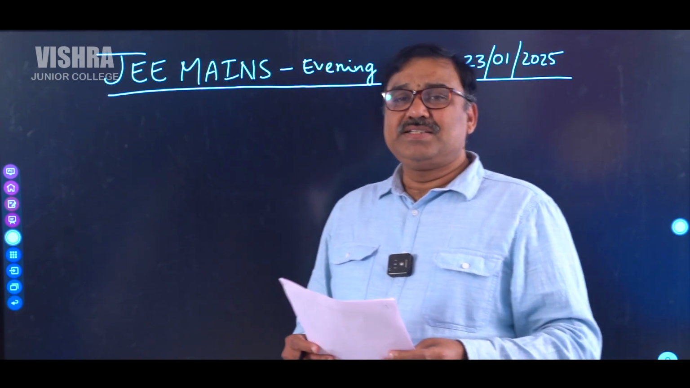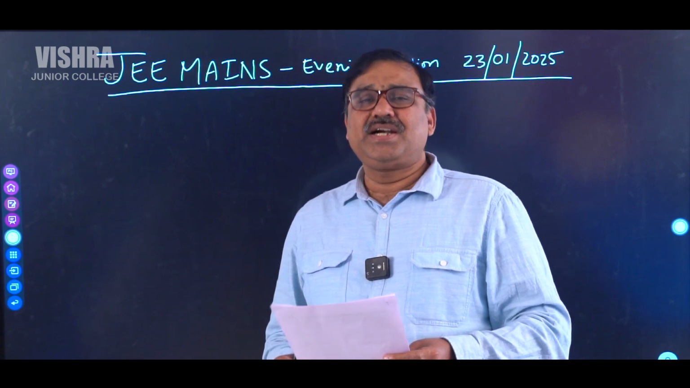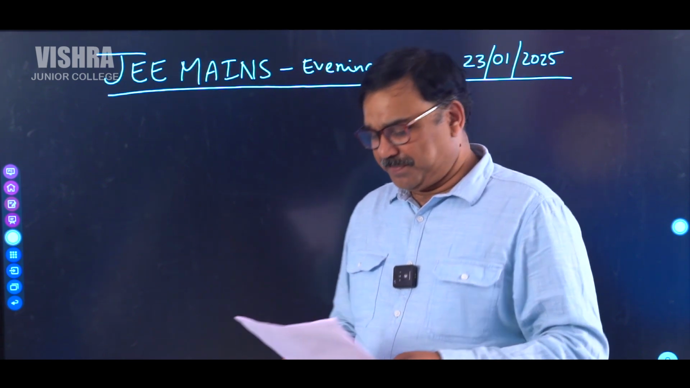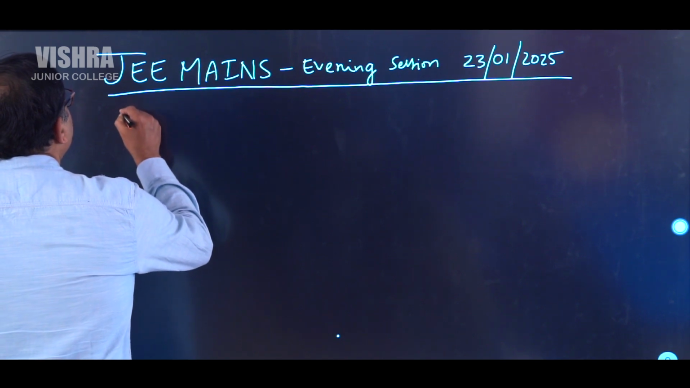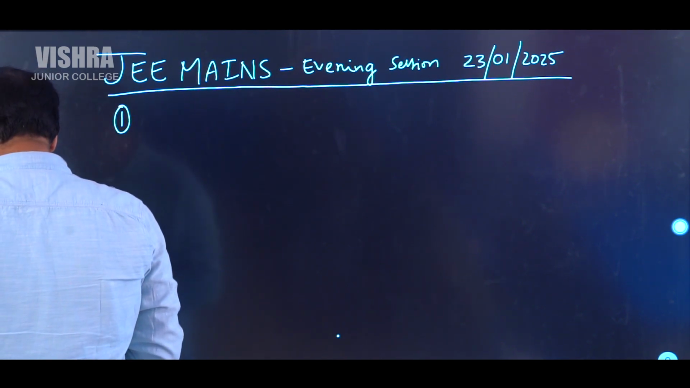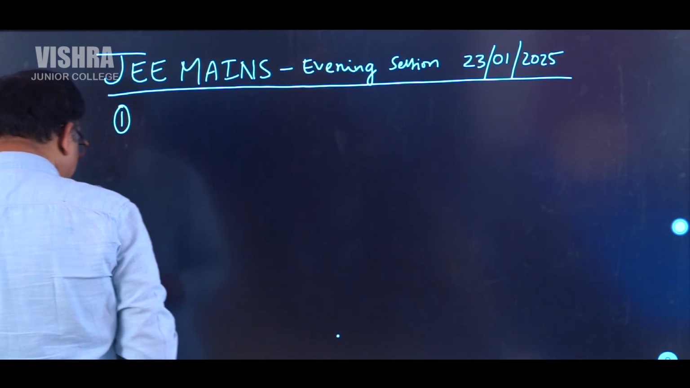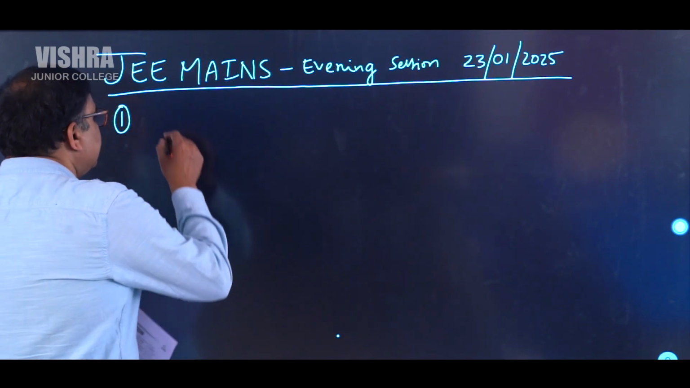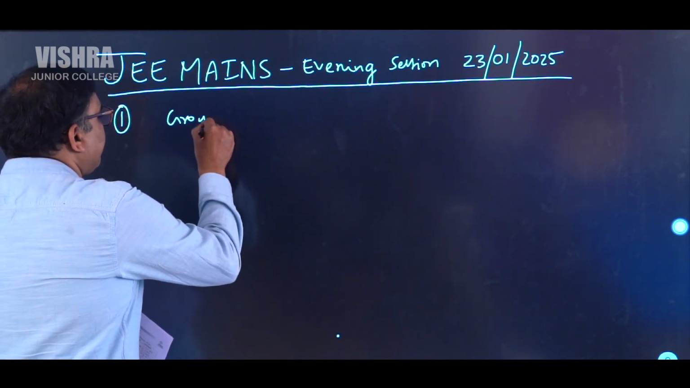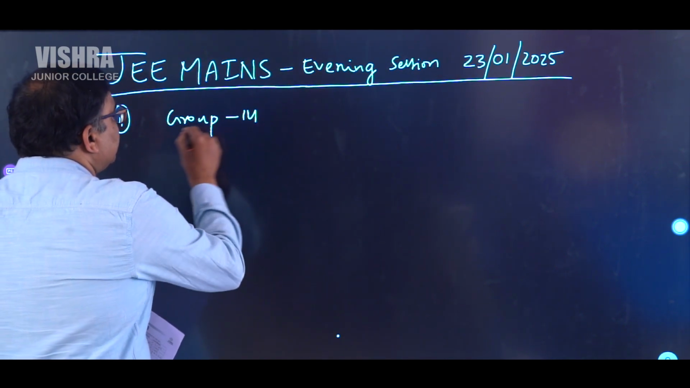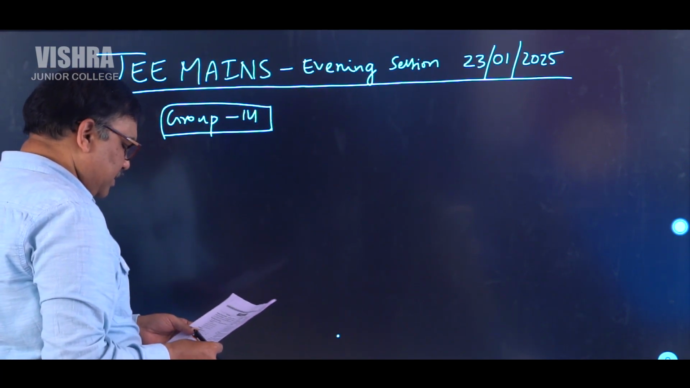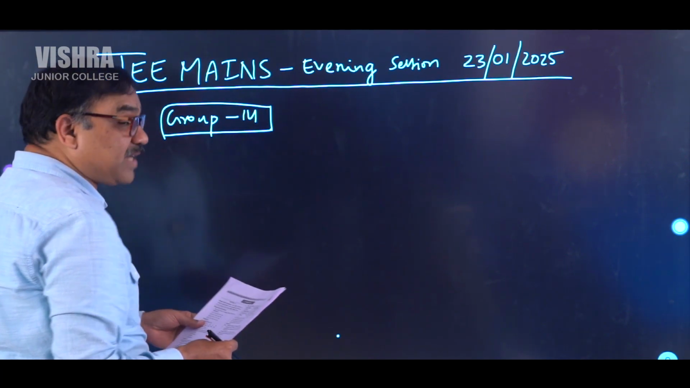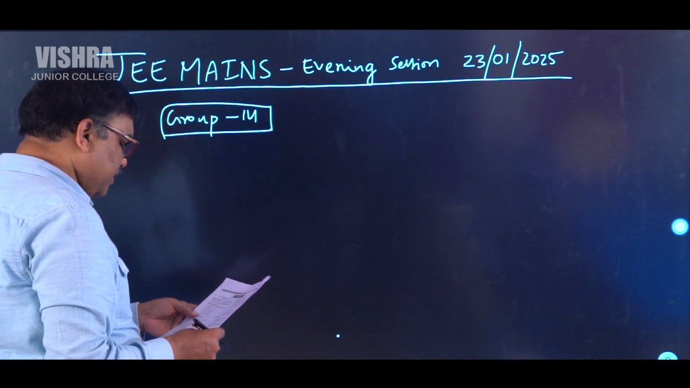So this is JEE Mains 23rd January evening session. Let's see the first question. Question number 1. In this question, the melting points are given. This is group 14, which is the carbon group. Carbon group melting points are given.